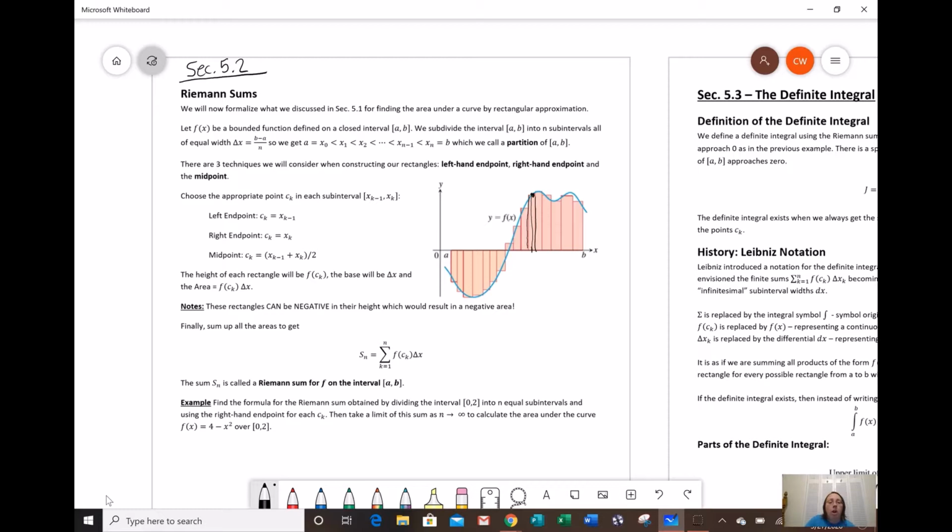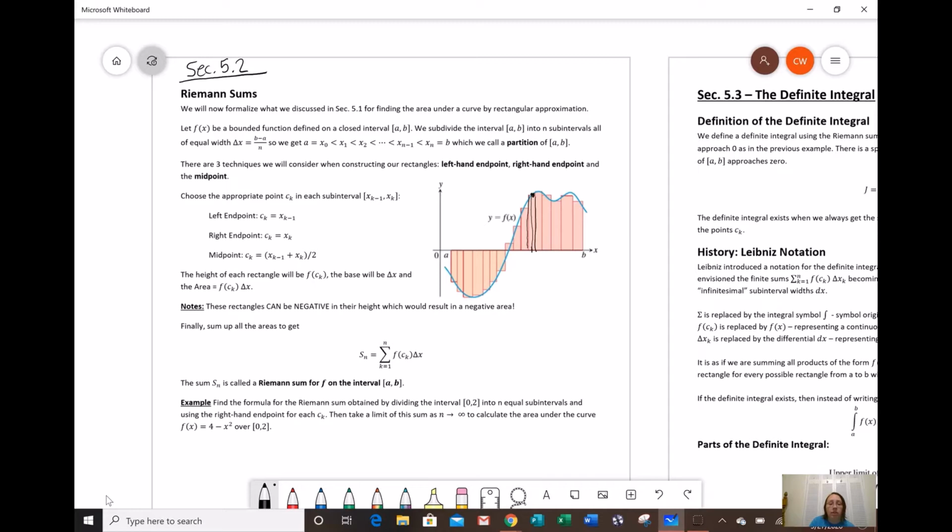So we pick our height based on these three. We plug it into the function to actually get the height value. The base is going to be delta x. The height is f of ck, just like before. So the area of one rectangle is the base times the height. And then we add all of those up. So we get n of these because we have n rectangles. So we have n base times heights. We add all of them up, and that's going to be called Sn.